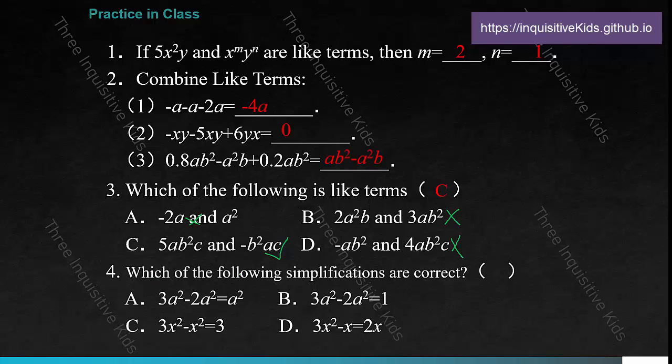And 4. Which of the following simplifications are correct? Let's look at the first one. The first one is correct, but we have to also look at the other options. 3x squared and x squared. Remember, this is not addition in the middle. This is multiplication. That means you cannot cancel out, and then this is incorrect. B, the same thing. It is multiplication in between. That is also incorrect. And D, no, this is not even like terms. So A is our final answer.